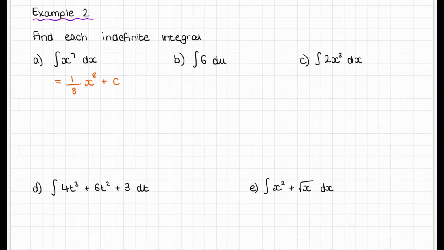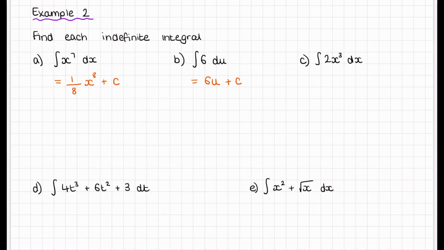b, now 6 is just a constant. The thing to note here is it's 6 du, so we've got to bring a u in. Now, if we think about the derivative that just gives us a constant, say if we had one variable, this one would just be 6u plus c, because the derivative of 6u is just 6.